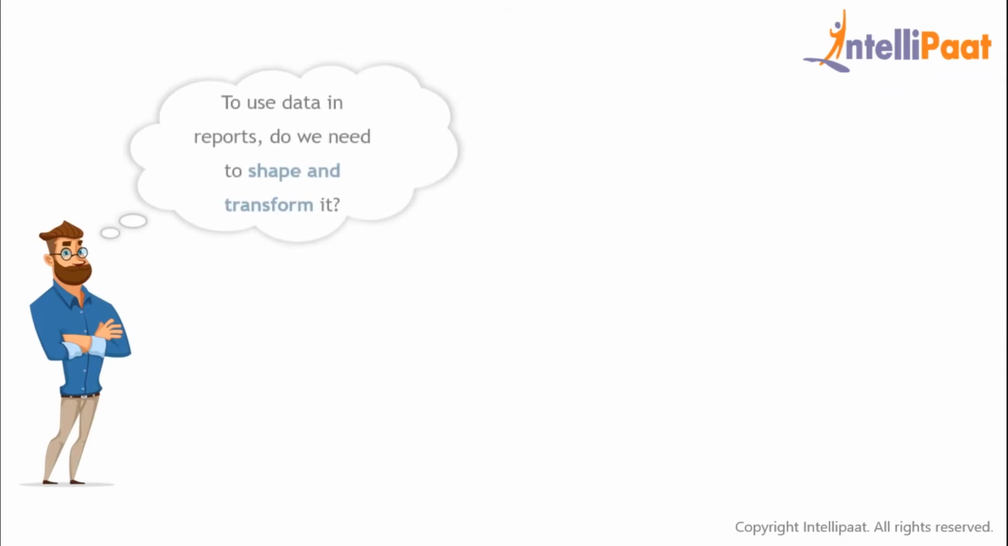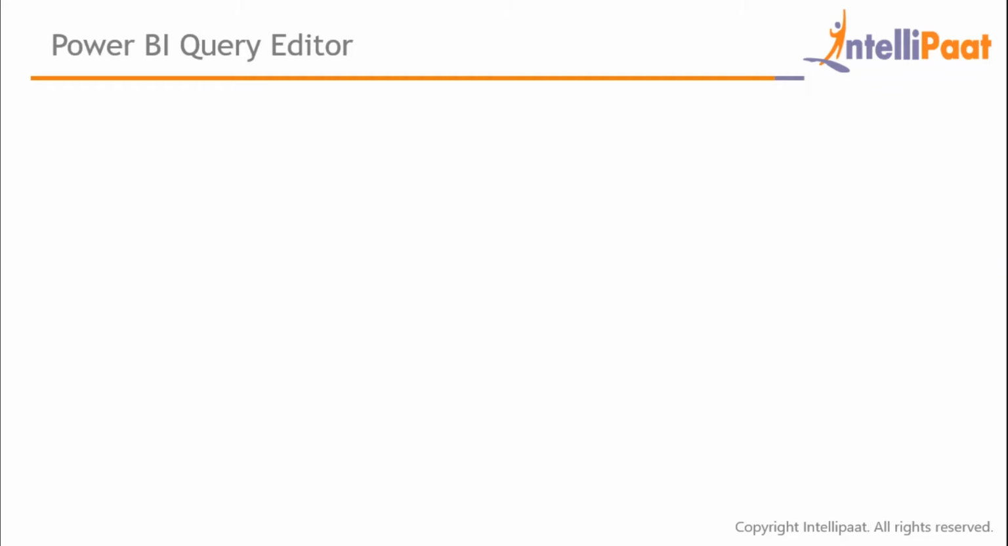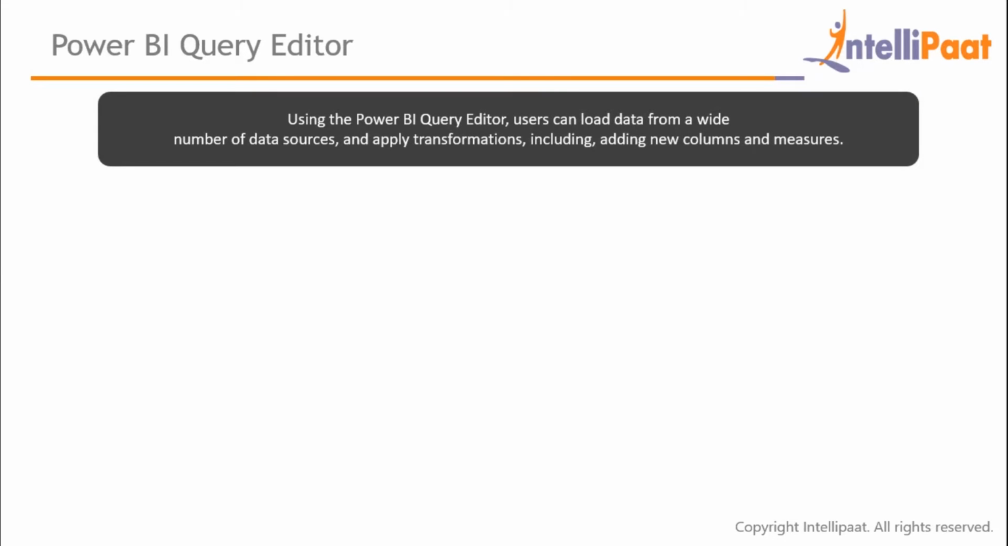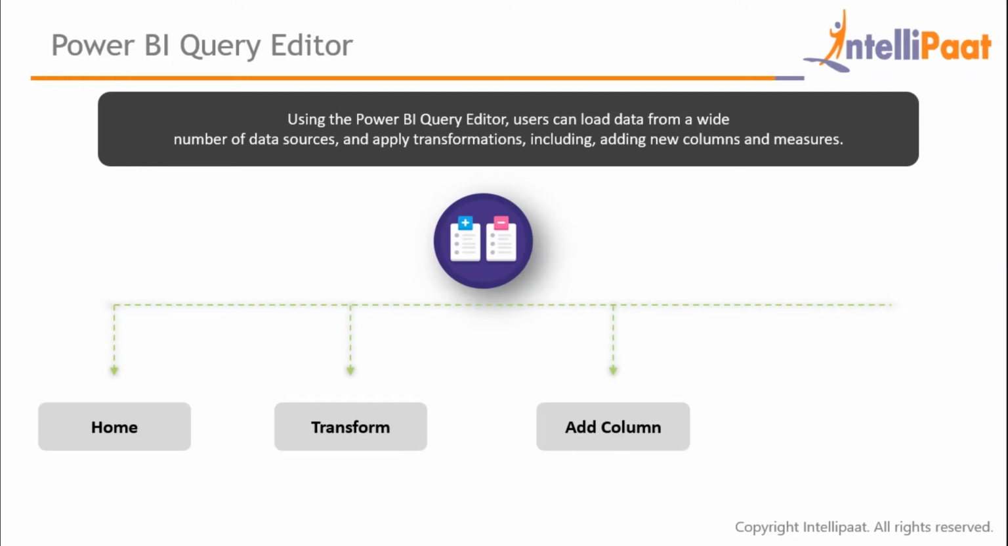Sam is curious if he needs to shape and transform data before using it in Power BI. Well, if required, he must do it. And he can do it using the Power BI query editor. Here, users can load data from a wide number of sources and apply transformations on them directly. They have four options: Home, Transform, Add Column, and View. And when applied in the right order, these options can help transform data in a really quick manner.